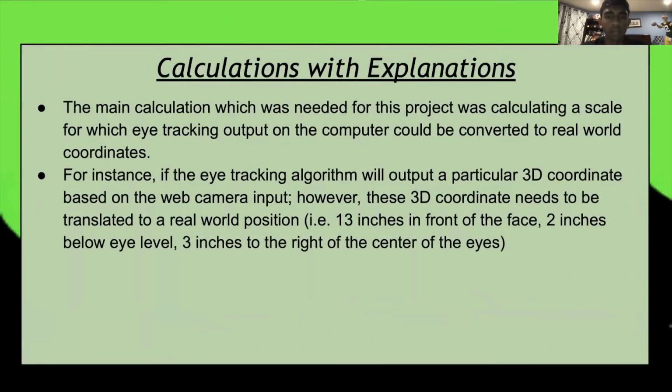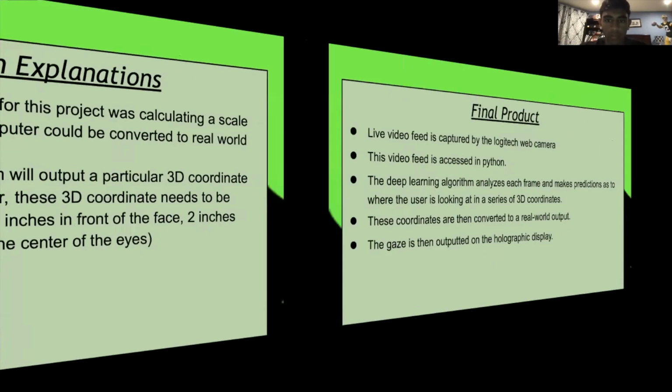So the main calculation which was needed for this project was calculating a scale for which the eye tracking output on the computer could be converted to real world coordinates. So in other words, the eye tracking algorithm would predict that a user is looking at a 3D coordinate of like 0, 1, 3, but we need to be able to convert that to a real world coordinate in terms of like 2 feet in front of your face, 3 inches to the right, and 4 inches, say, up or down. So we just need to be able to translate the output of the computer to an output on a real world coordinate system.